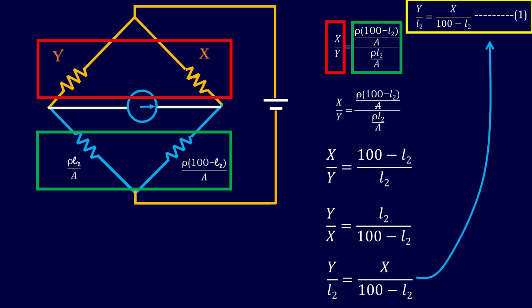But this is exactly the same relation we obtained earlier in equation 1 while calculating L2. Therefore, swapping the galvanometer and the cell does not disturb the balance condition, so the galvanometer will still show zero deflection. This completes the solution to the problem.